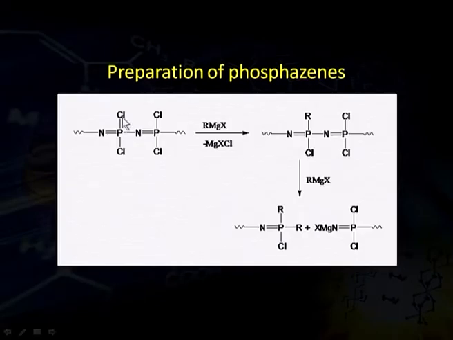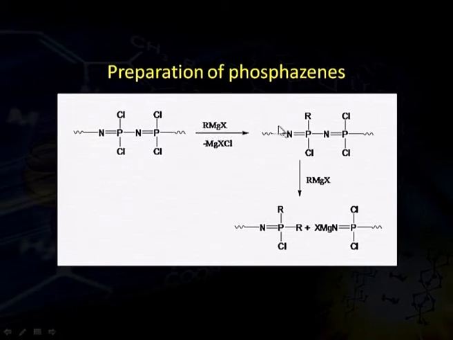For example, (NPCl2)n reacts with RMgX, that is the Grignard reagent, and replaces the chlorine atom by the R group, and is also accompanied by the cleavage of the phosphorus-nitrogen bond in the skeleton. This we can see here, this is the polymer of the phosphazene. When it reacts with RMgX, that is the Grignard reagent, one of the chlorine atoms is replaced by the R group of the Grignard reagent.